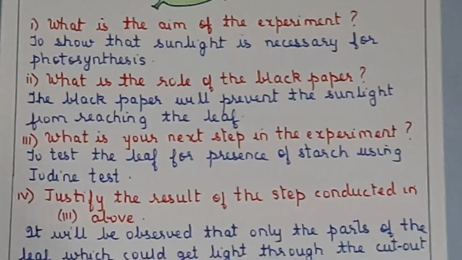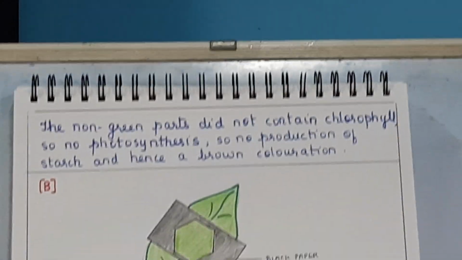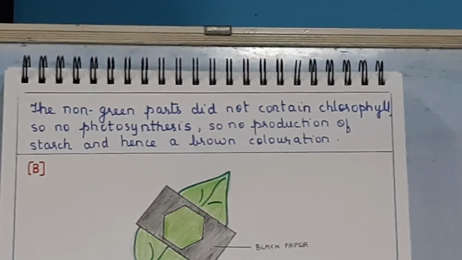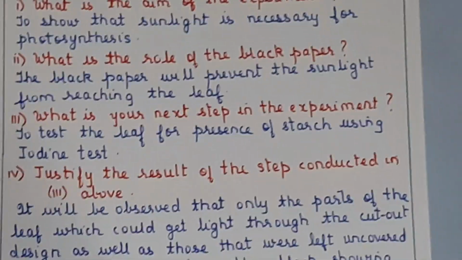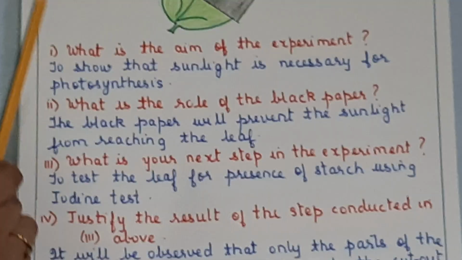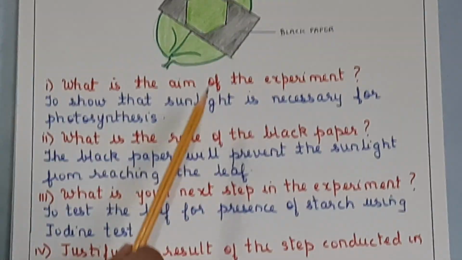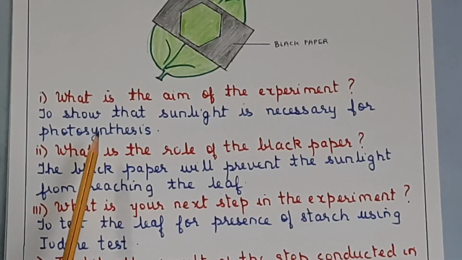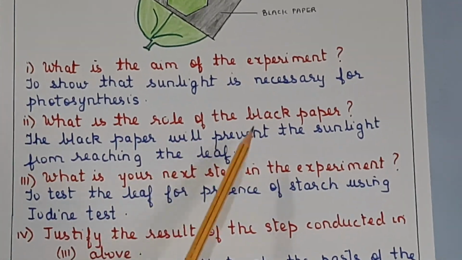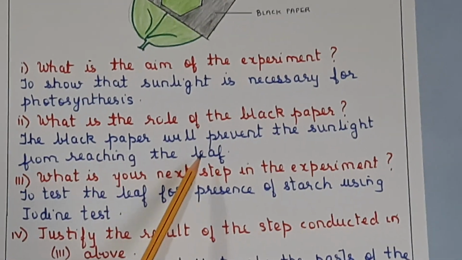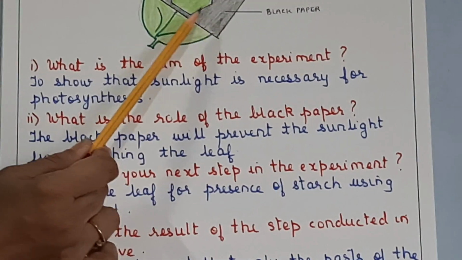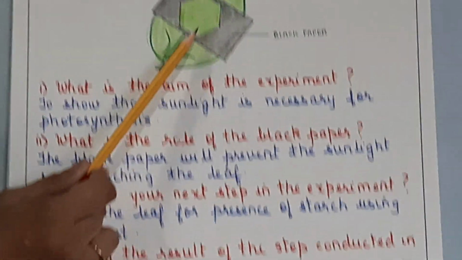So you have to remember and not get confused. When you see green and non-green areas, the aim of the experiment is to show that chlorophyll is necessary for photosynthesis. When you see a black paper, the aim of the experiment is to show that sunlight is necessary for photosynthesis. Then what is the role of the black paper? The black paper will prevent the sunlight from reaching the leaf. So all this portion which is covered by black paper, now this black paper is also having a cutout design.